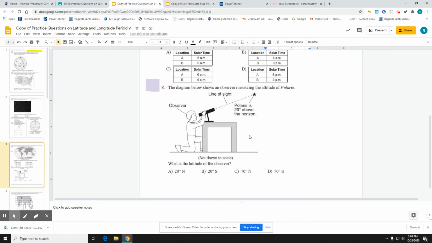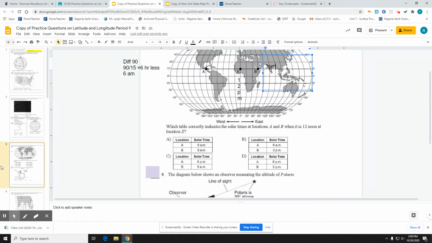All right, an observer is looking at Polaris. They're looking up 20 degrees. Their latitude would be 20 degrees north. Let's go to the next page.